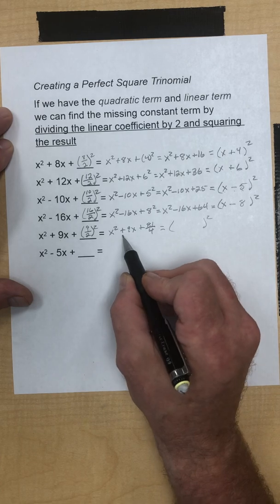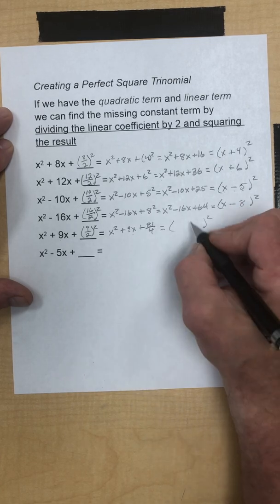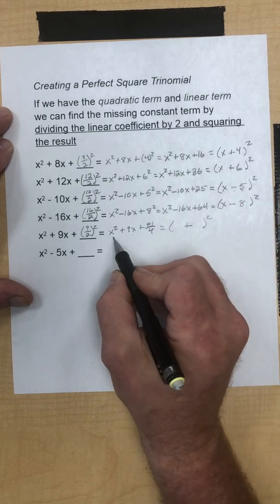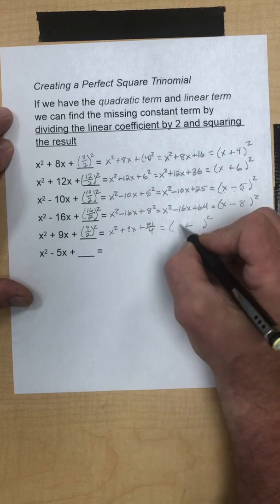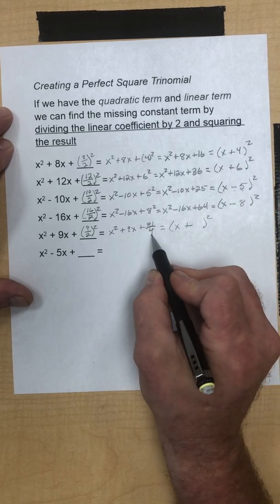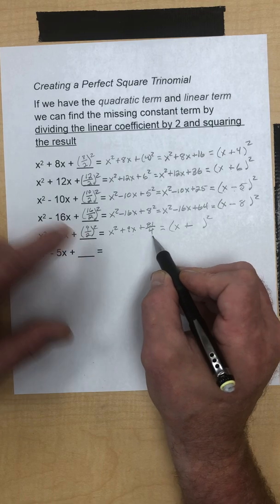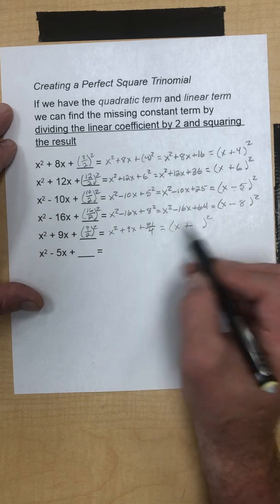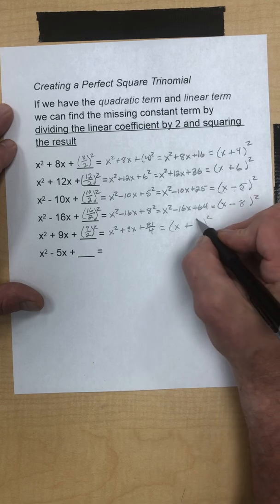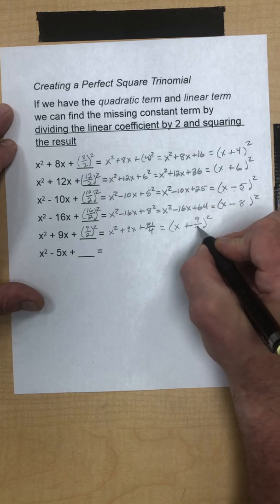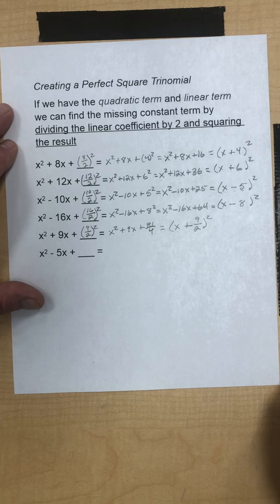Same process. Take the sign of the linear term, that middle term. Square root of the first term, square root of x squared is x. Square root of 81 fourths. Well, the square root of 81 fourths is right here, 9 halves. Remember, you take square root of a fraction, apply your quotient rule. So the square root of 81 is 9, square root of 4 is 2. And we got what we need.